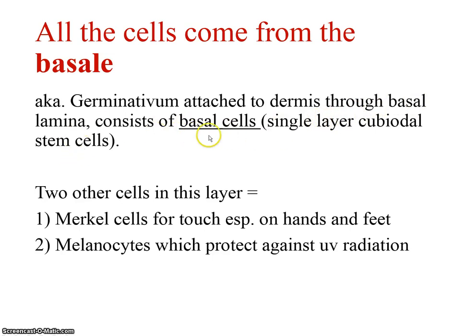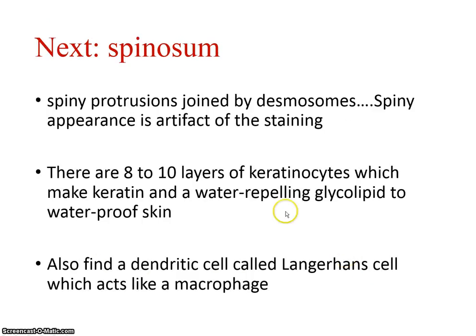It consists of the basal cells, right, a single layer of cuboidal cells, stem cells we call the stratum basale. So 2 other cell types that I mentioned on the previous slide: Merkel cells, they give us fine touch, especially on our hands and feet, and melanocytes, which produce melanin that protects us from UV light.